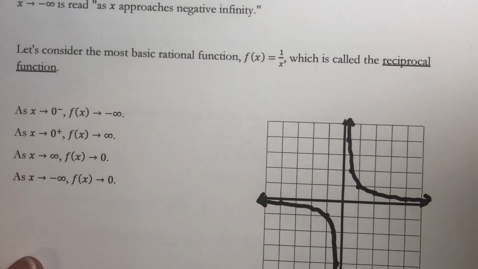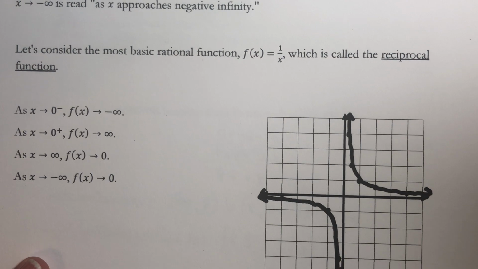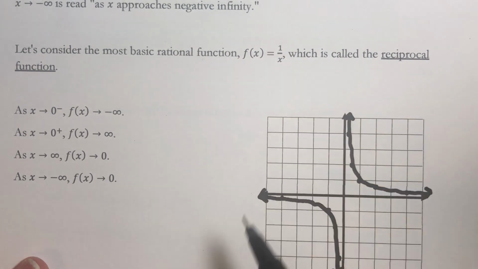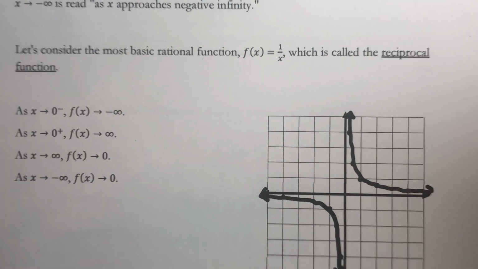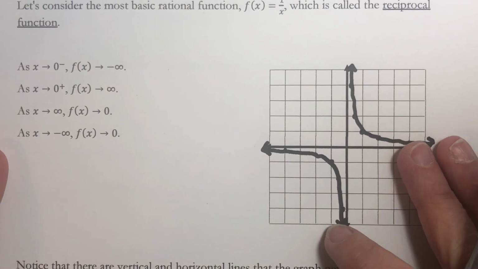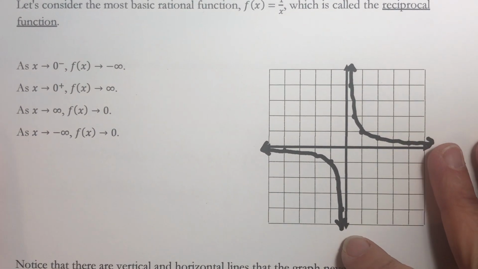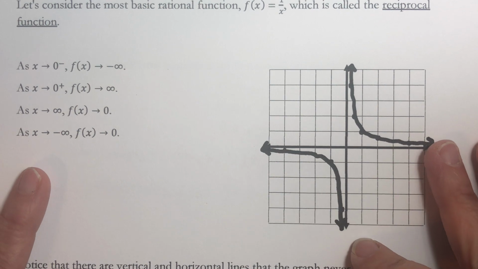Okay, now we're going to talk about the most basic rational function, which is f of x equals 1 over x. It's called the reciprocal function because it just takes the reciprocal of whatever value you plug in for x. And this is our basic graph, and I apologize for my inadequate computer drawing abilities, but it's basically there.